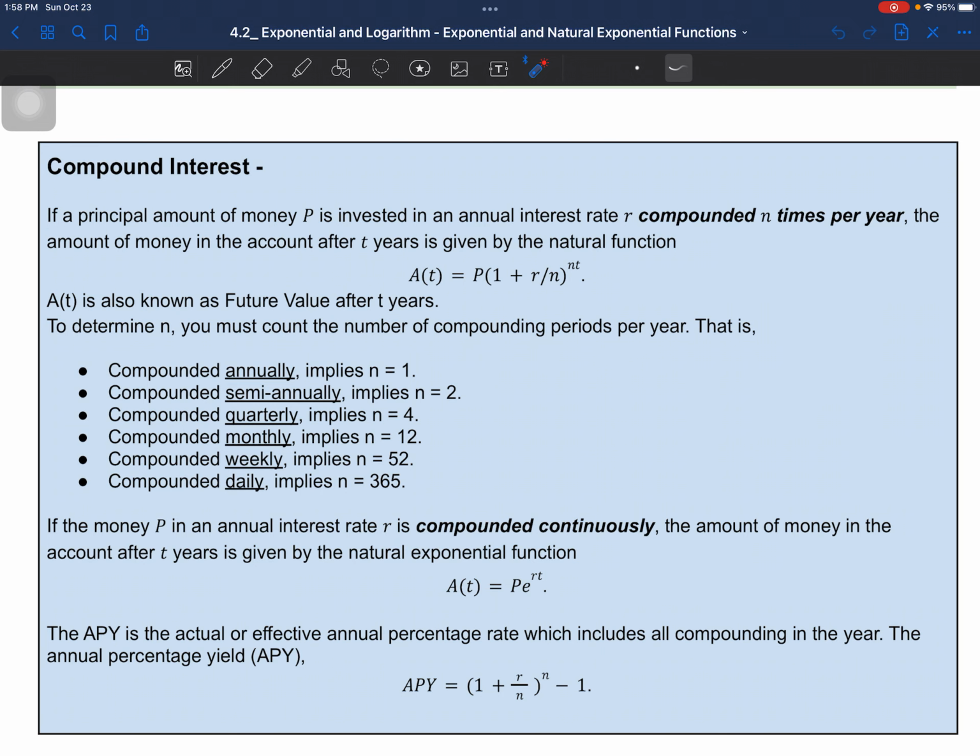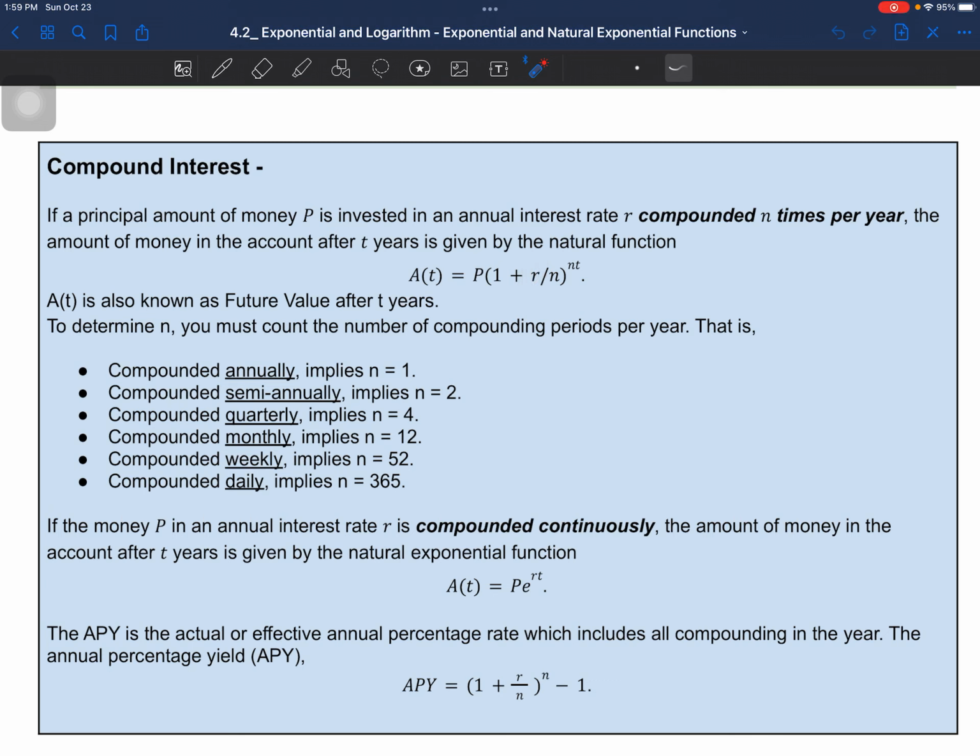So when we think about compound interest, we're going to have two types of problems: one that is compounded in periods, and one that is compounding continuously. If a principal amount of money P is invested at an annual interest rate R, and it is compounded n times per year, the amount of money in the account after t years is going to be given by the function P times (1 plus R over n) raised to the nt.